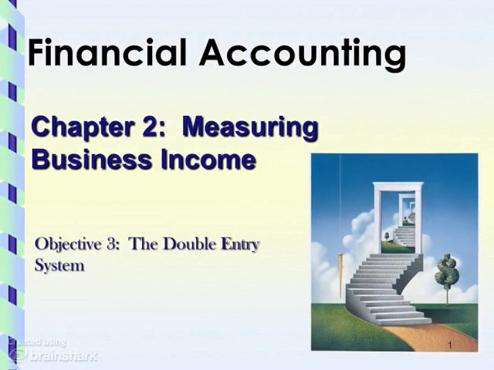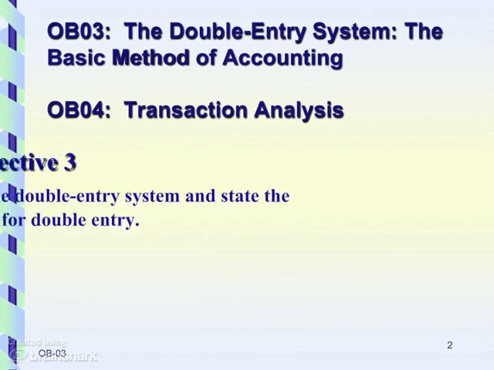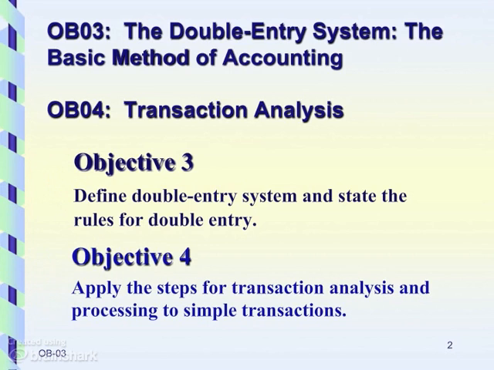Today, we're going to be looking at Chapter 2, Measuring Business Transactions, Objectives 3 and 4. During Objective 3, we will look at the double entry accounting system and the rules associated with double entry accounting. And in Objective 4, we will look at transaction analysis and processing simple transactions.